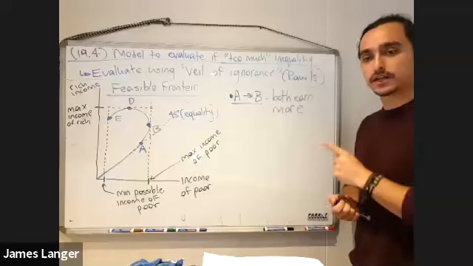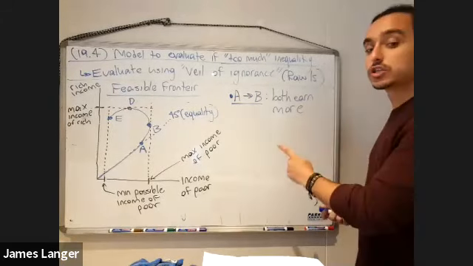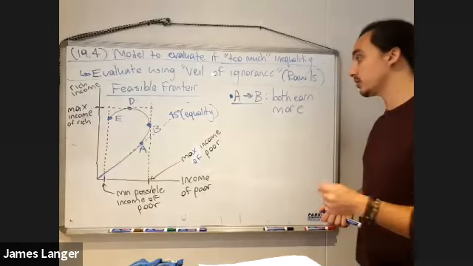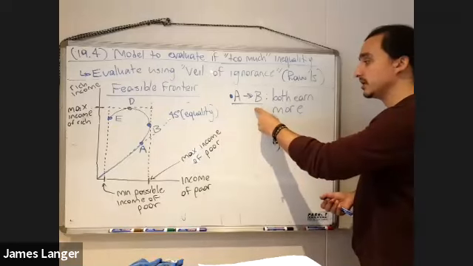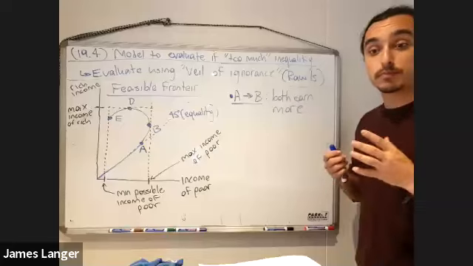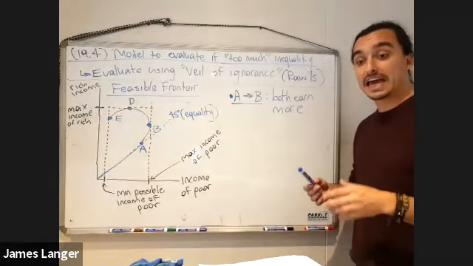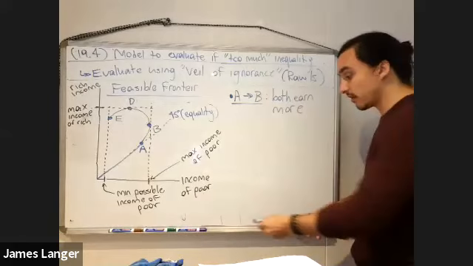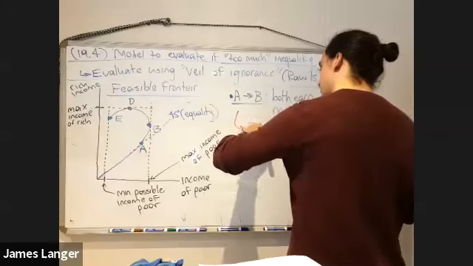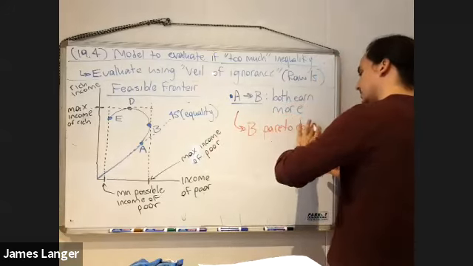Is there a Pareto efficiency situation here? Do one of these Pareto dominate the other? Guys, tell me, what do you think? If moving from A to B, both earn more, does B Pareto dominate A? And the answer is yes. Very good. So we see that B Pareto dominates.